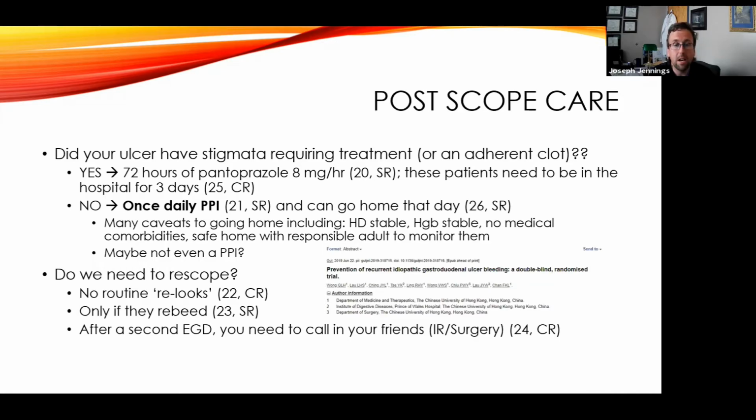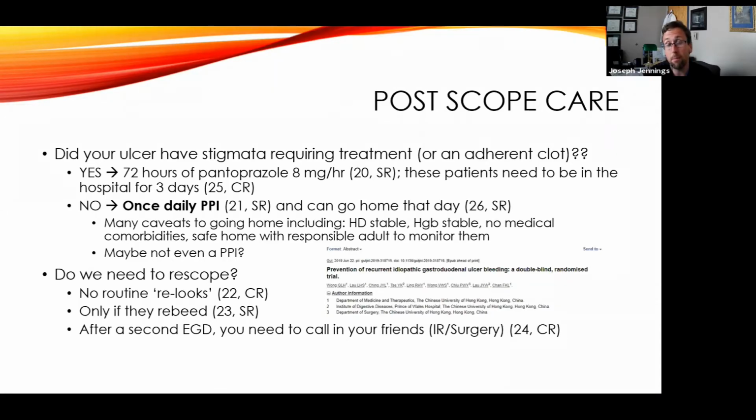Lots of caveats and many other things. There's even some data saying that in really small ulcers, could they be on just an H2 blocker? All good thoughts. But the idea is that they don't need to be stuck in the hospital for 3 days. The people who have high risk stigmata and spent 3 days in the hospital are going to go home on twice a day PPI for at least 2 weeks, and then can go down to once a day. That is low level quality evidence, but the idea is that they might need more suppression than others.